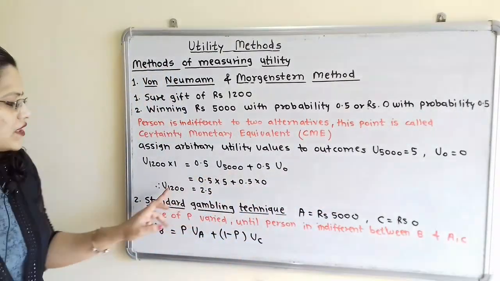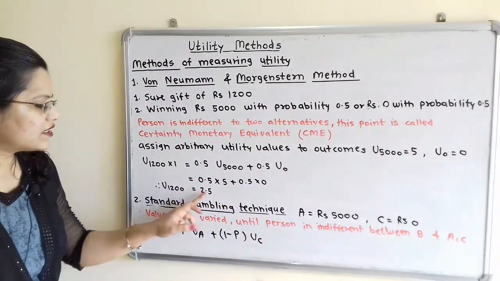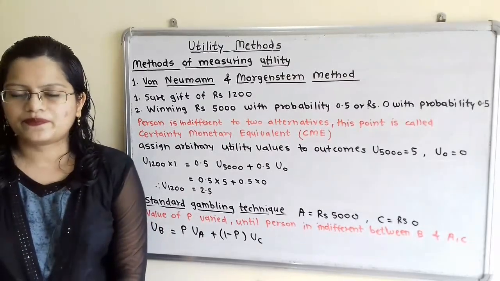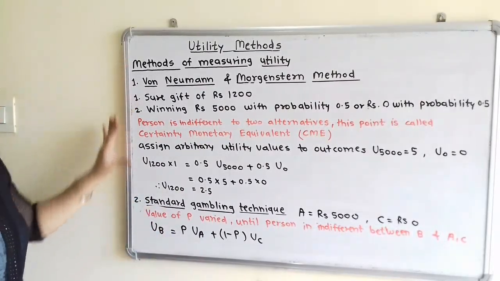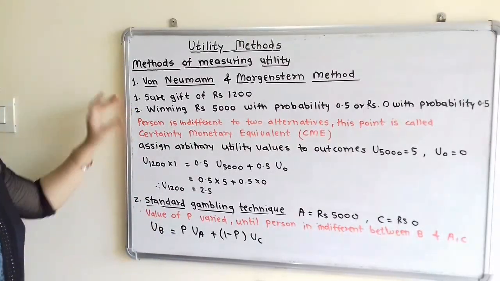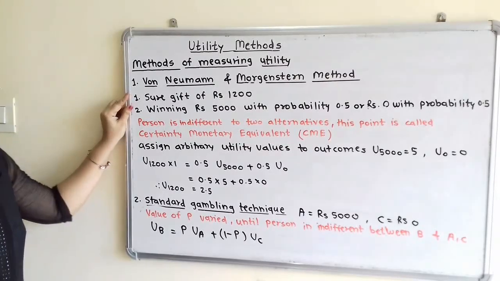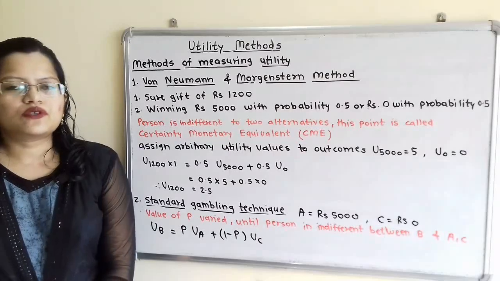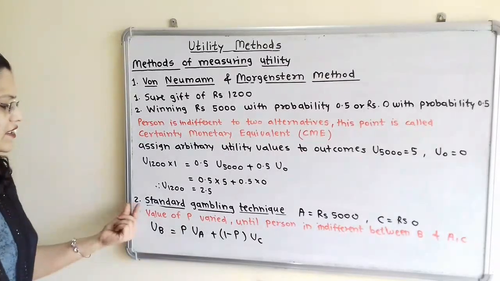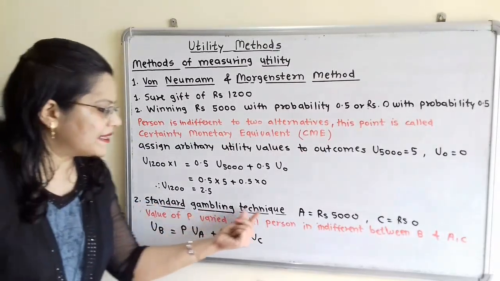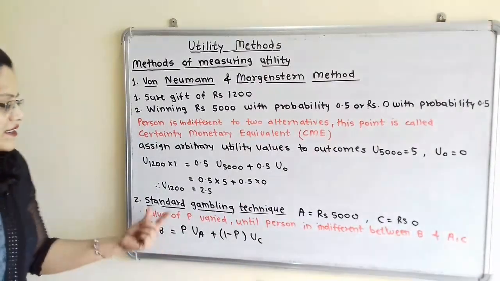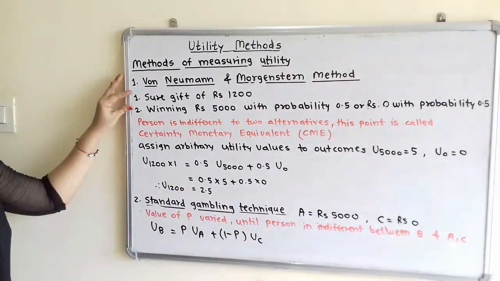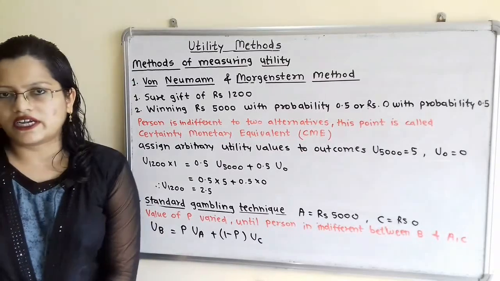So when we solve this, we will get utility of 1200 is equal to 2.5. So this is the method to solve the questions for the two alternatives given by the first method. Now we will move to the second method. The second method is known as the standard gambling technique. This technique is also applicable for such a type of alternatives.